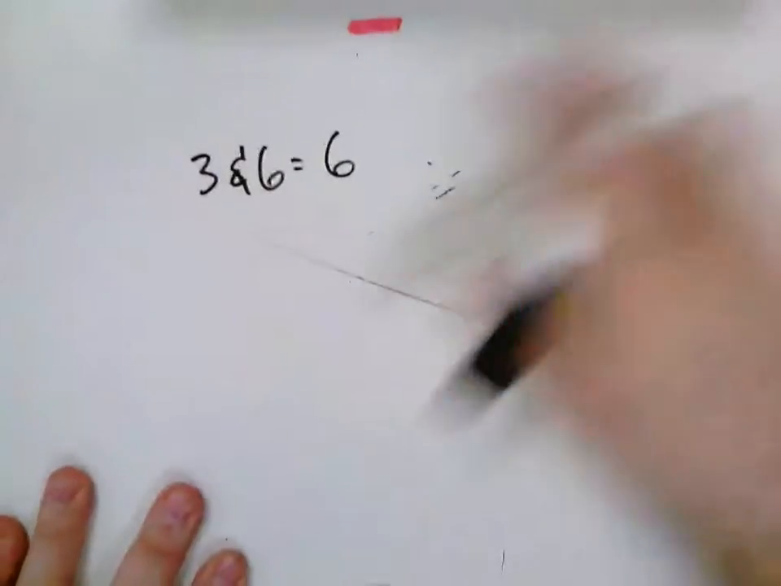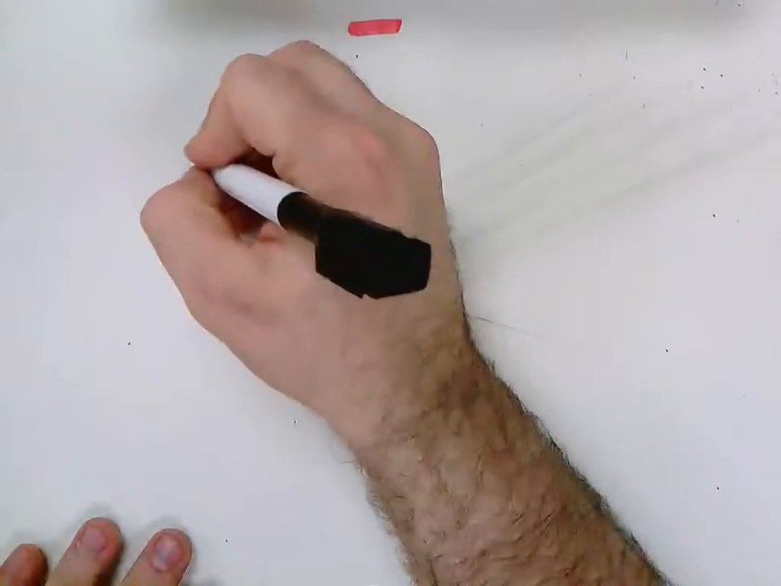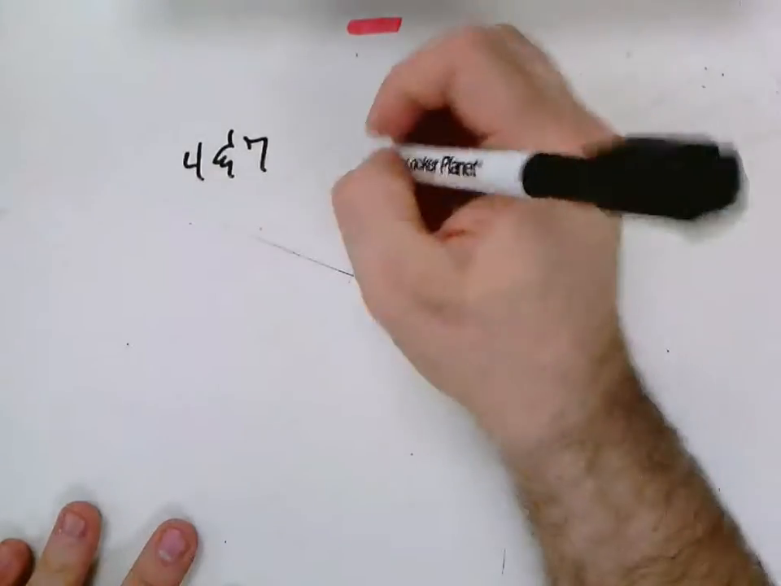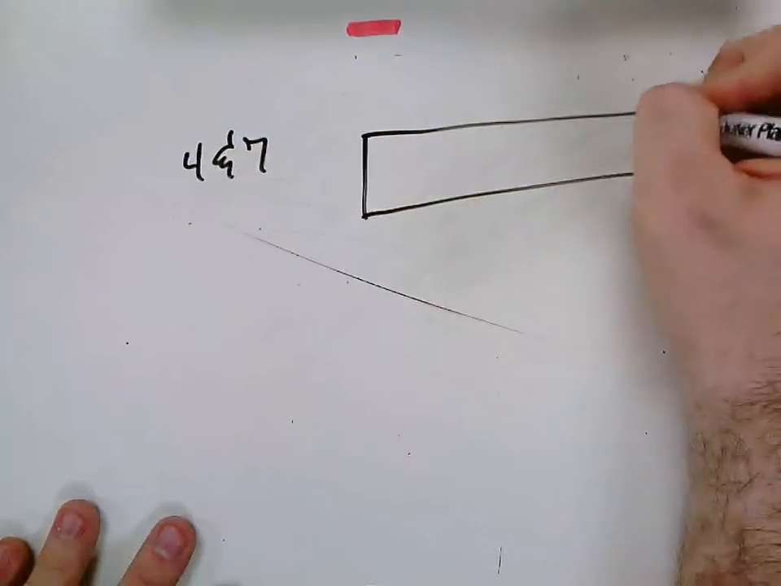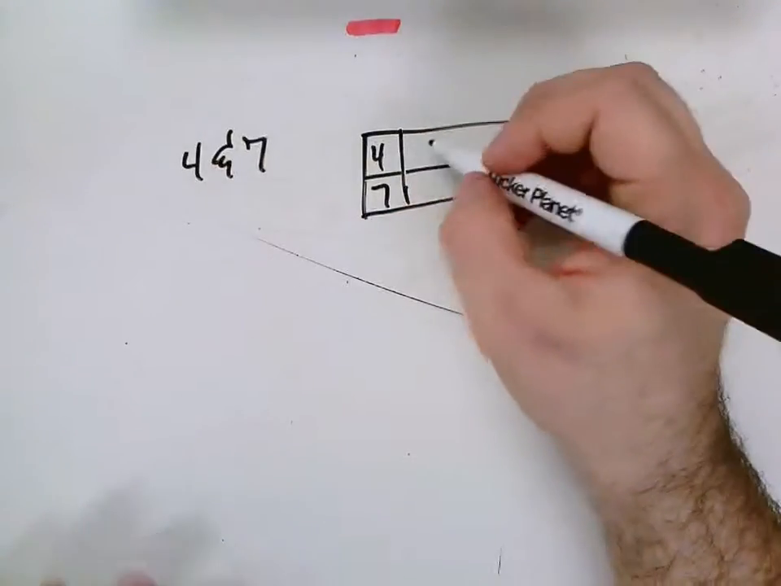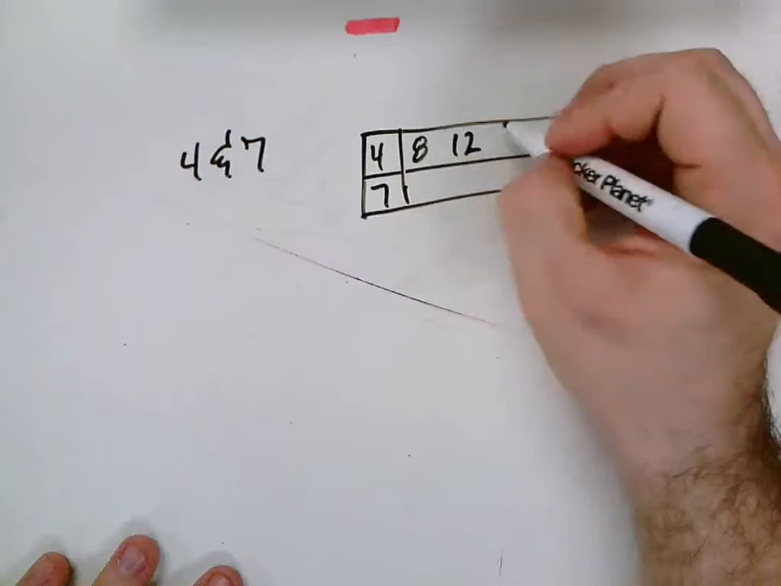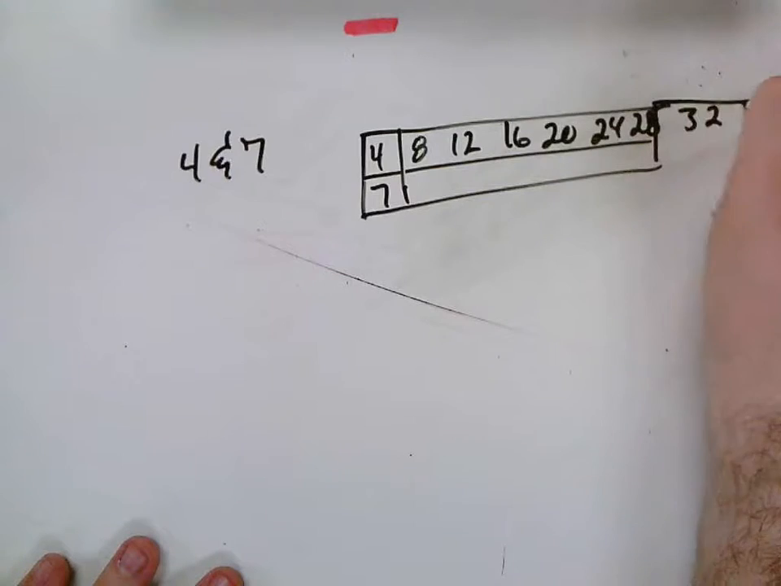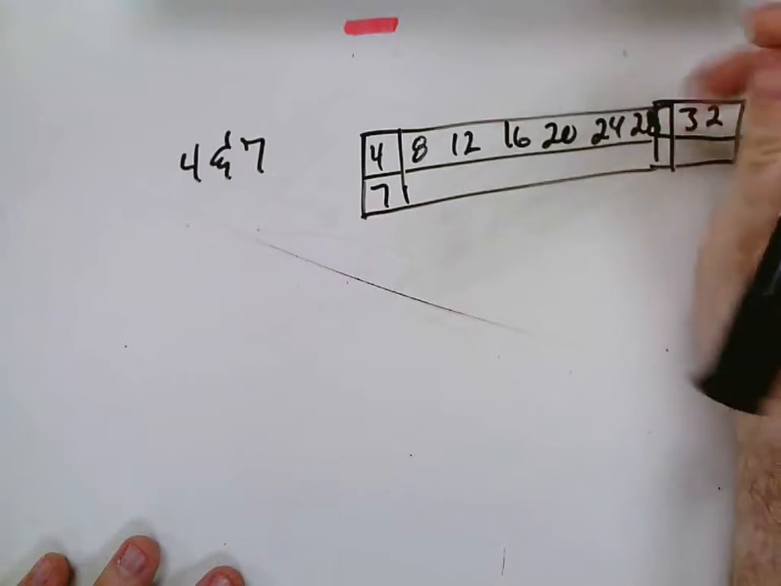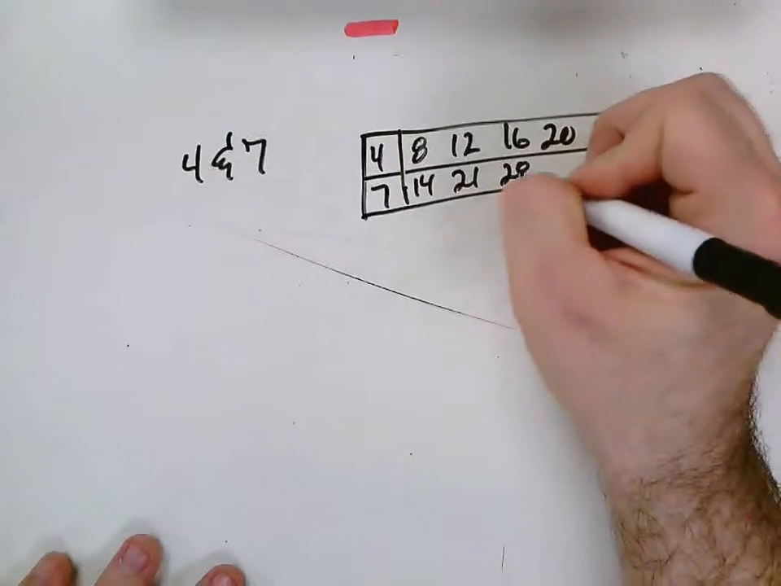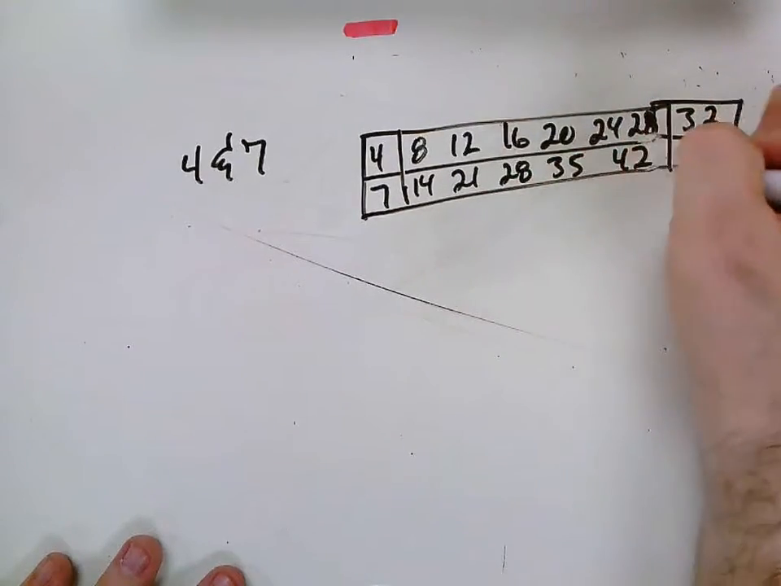Alright, next problem, I will randomly select the first one my eyes come across, which is 4 and 7. Same question, so finding the least common multiple. Again, we're going to make a horizontal T-chart. 4, 7, alright, 4's: 8, 12, 16, 20, 24, 28, 32, in case I need more. 7, 14, 21, 28, 35, 42, and 49.